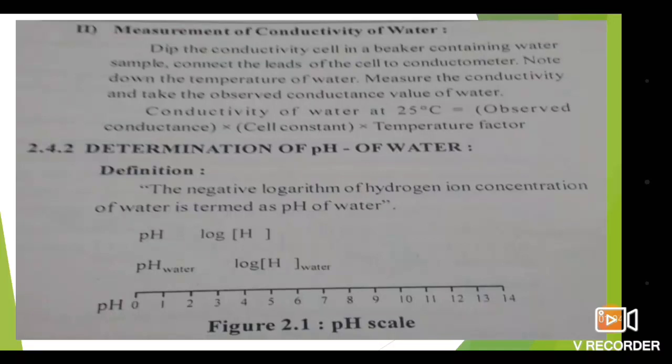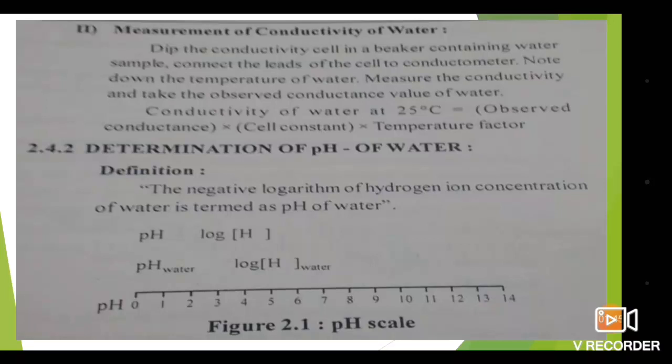So first one is the determination of pH of water. The definition: what is pH? The negative logarithm of hydrogen ion concentration of water is termed as the pH of water. That is nothing but the negative logarithm of hydrogen ion concentration. So pH is equal to minus log the concentration of hydrogen ion. So pH of water is equal to minus log concentration of H+ ion in water.